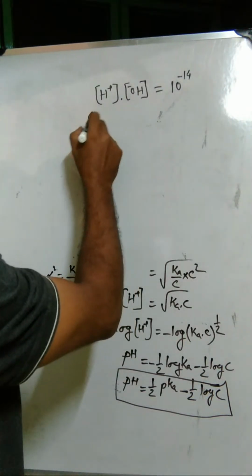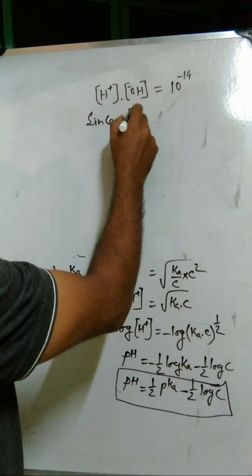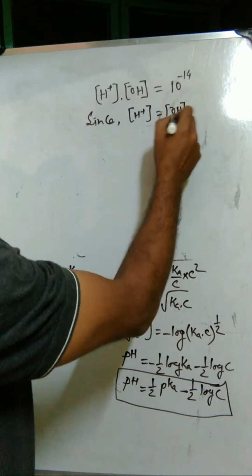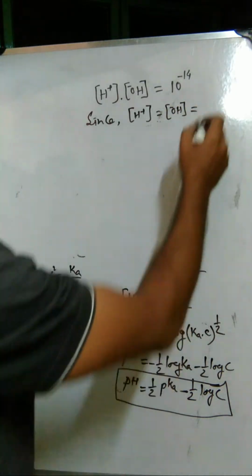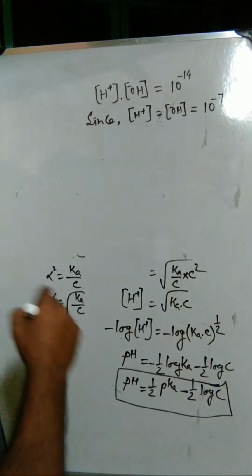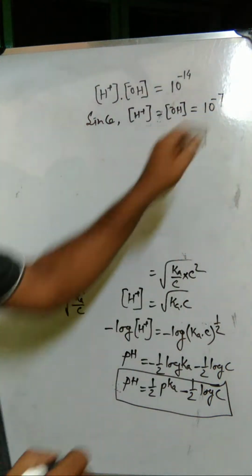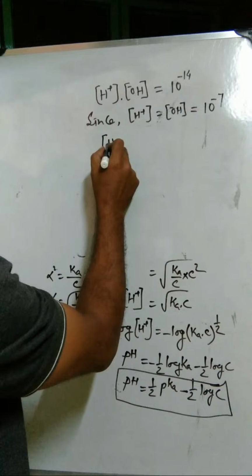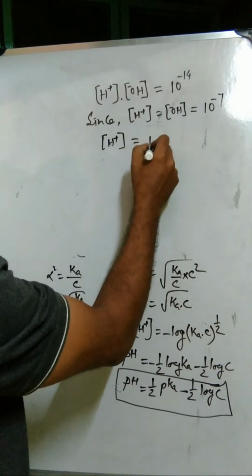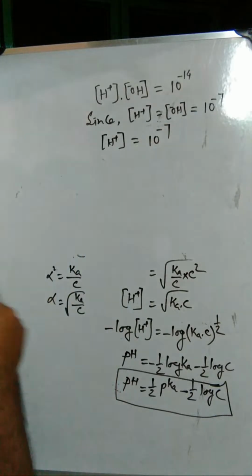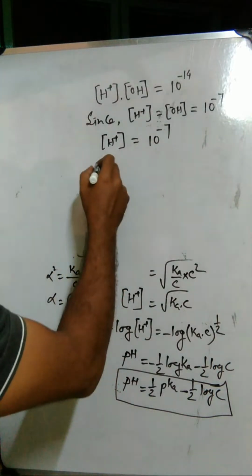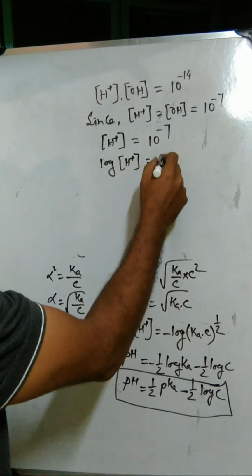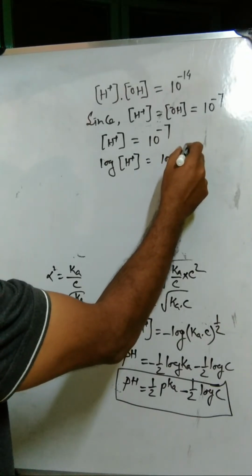Now since these two are equal, that is, concentration of H plus equals concentration of OH minus, they will each be equal to 10 to the power minus 7. Therefore, the concentration of H plus ion is very small, and this is not an easy factor to handle. So to make it easy to handle, we take the log on both sides. Therefore, log of concentration of H plus equals log of 10 to the power minus 7.